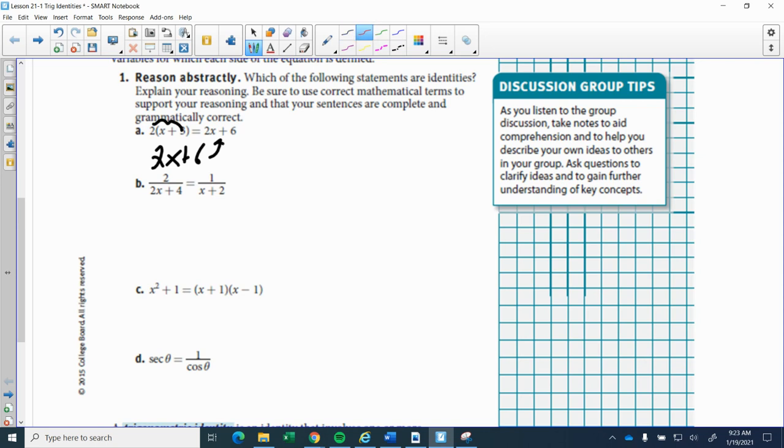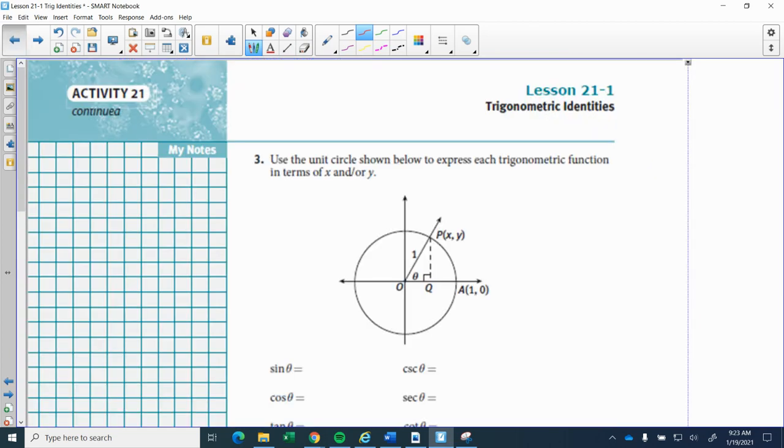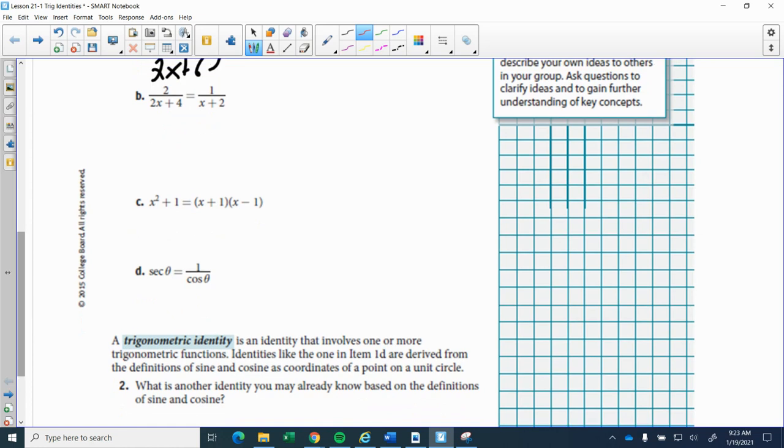Same thing with letter B. We have 2 on top, 2x plus 4 on bottom, and we have 1 over x plus 2 on the other side. Well, if I were to factor out a 2 on bottom to get 2 over 2 times x plus 2 and cancel out top and bottom, that will leave me with 1 over x plus 2, which is the same as what I have on the right side. See how, once again, those are identities of one another. So an identity is just basically a simplified version or another way to write that particular answer. First and foremost, understand that key concept.